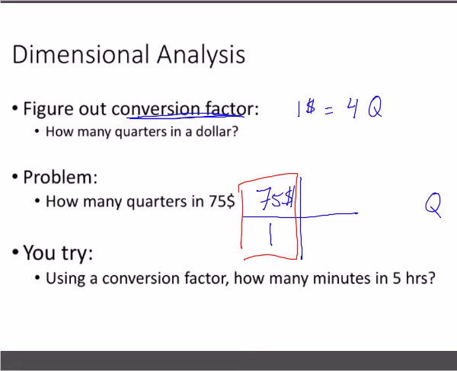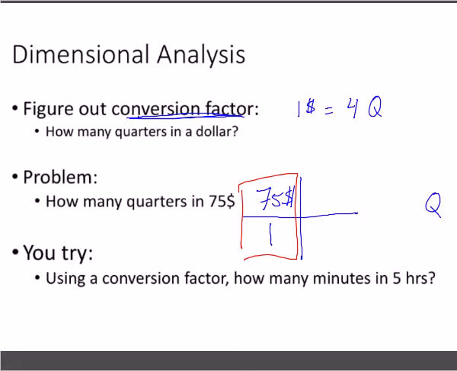Now, here comes the tricky part. This is where number 3 comes in. You've got to let your units drive your math. What I mean by that is we're trying to get to what unit here in this problem? Quarters. Do I want to stay with dollars? No. So I want to cancel dollars out.